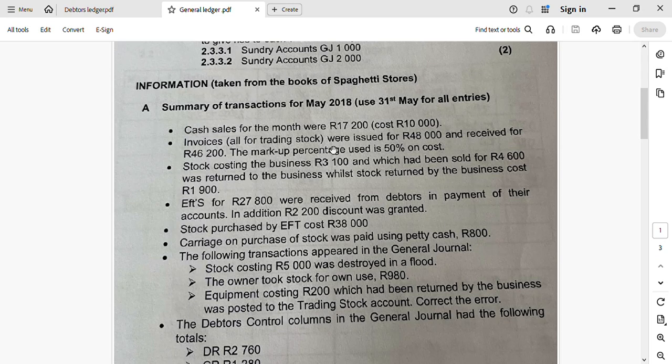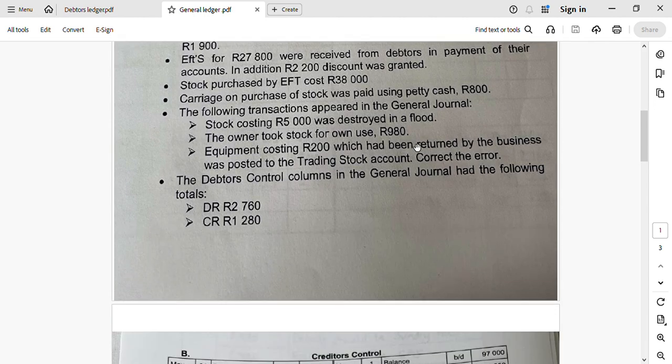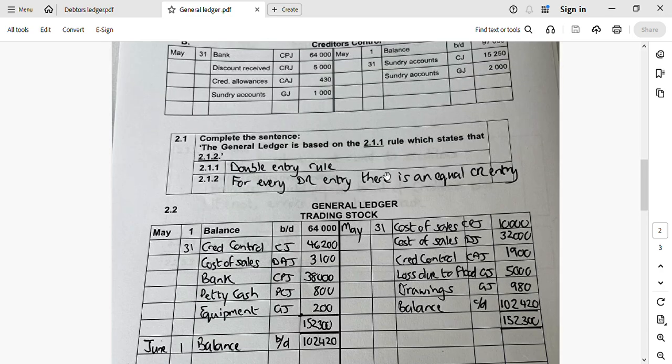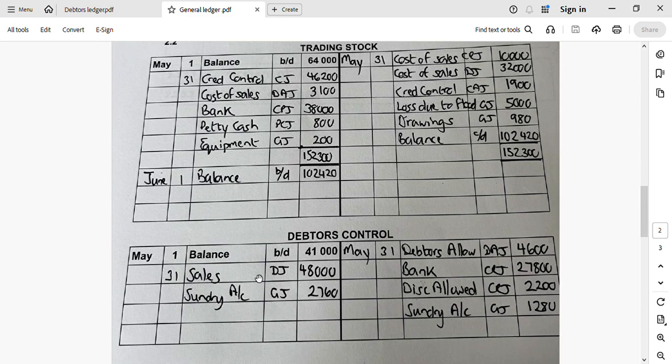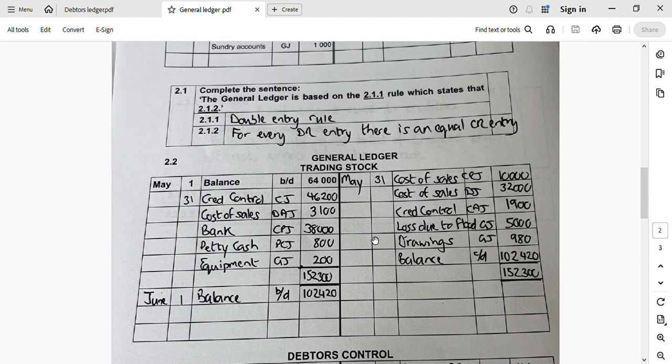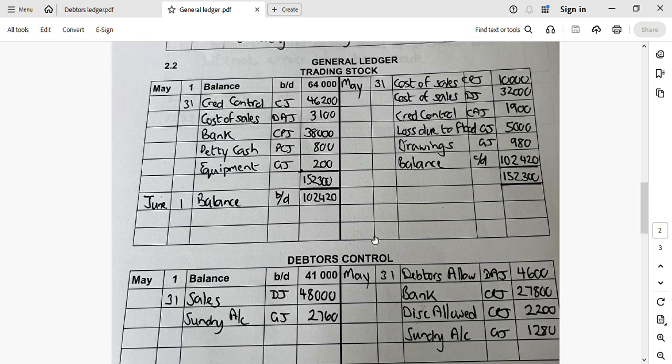Invoices for trading stock were issued and were received, and they give you the markup. Okay, if we look at the invoices issued, it means we've sold on credit. If we sell on credit, the debtor is going to owe us more, and the contra account for that is sales. So you add to your debtors control account because we've sold. At the same time, we're going to record the cost of sales, and the markup is 50%. Remember, to calculate cost of sales, you take 48,000 divided by 1.5, and you get 32,000.